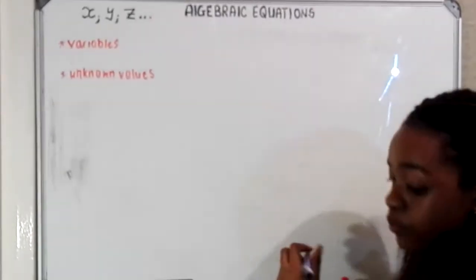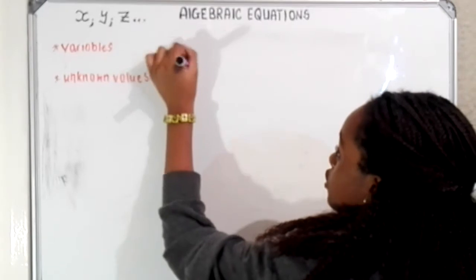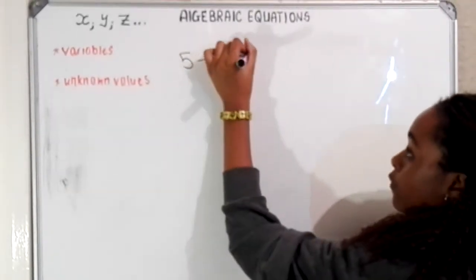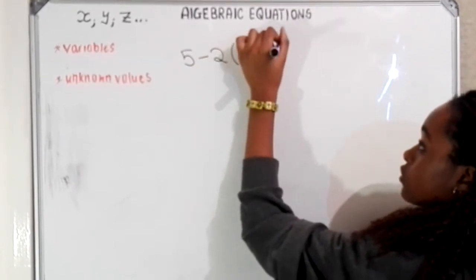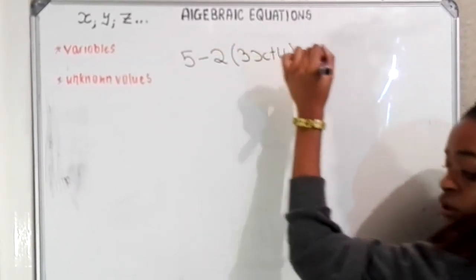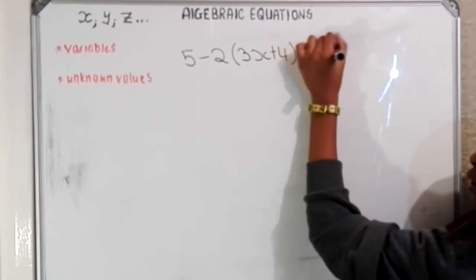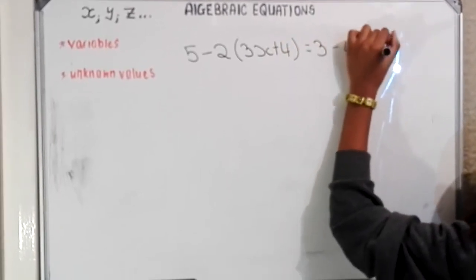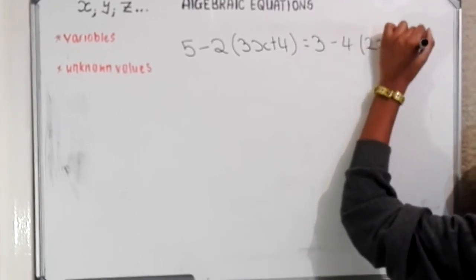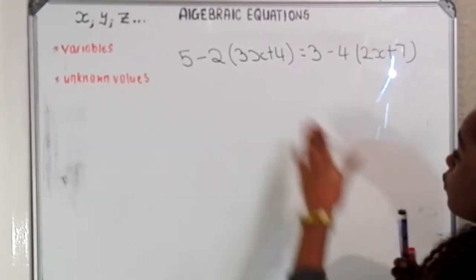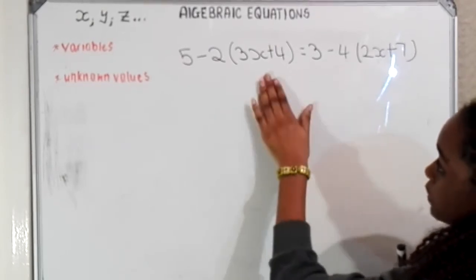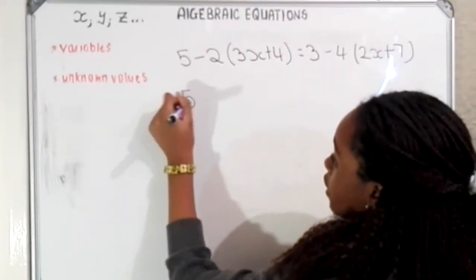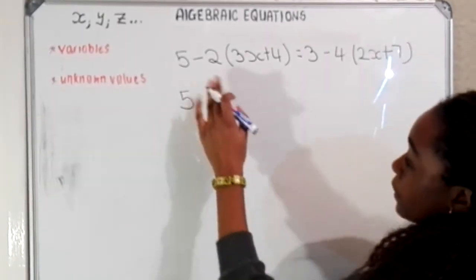Here's another one. Say we have 5 minus 2 brackets 3x plus 4 is equal to 3 minus 4 brackets 2x plus 7, okay? Okay, so we have parentheses on both sides, but we'll still do the same thing as we did before. I'll leave my 5 over here. I'm not going to put minus now, but we'll do it later.